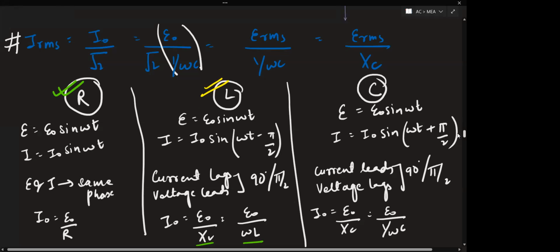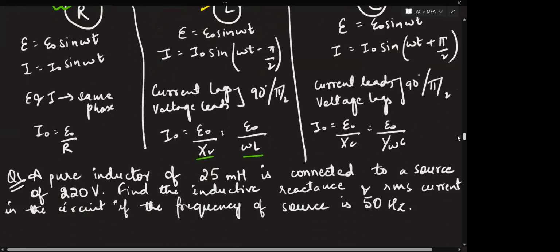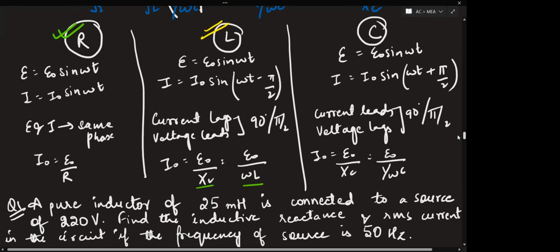Till the other students are joining, proceed with this question. Try this question, then I'll discuss it too. A pure inductor of inductance 25 millihenry is connected to a source of 220 volts. You have to find the inductive reactance and RMS current in the circuit. The frequency is given as 50 hertz. Note this question down till the others are joining.